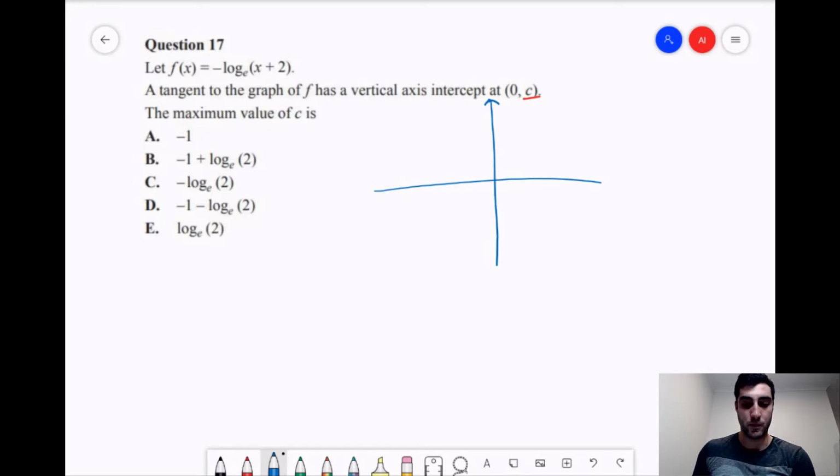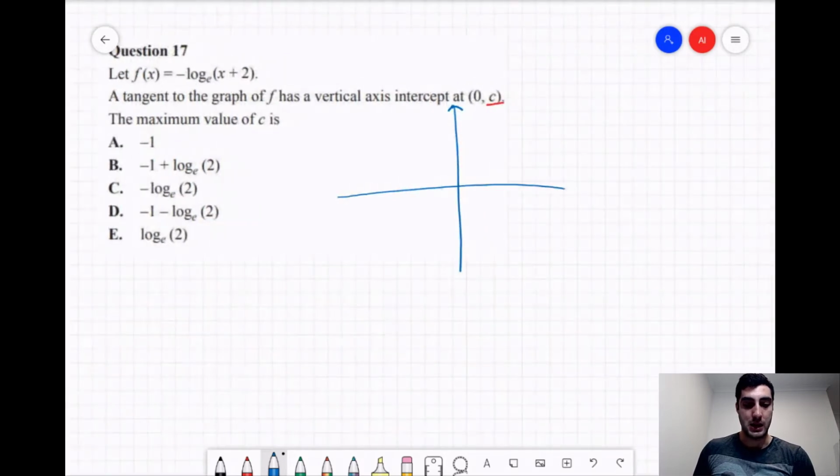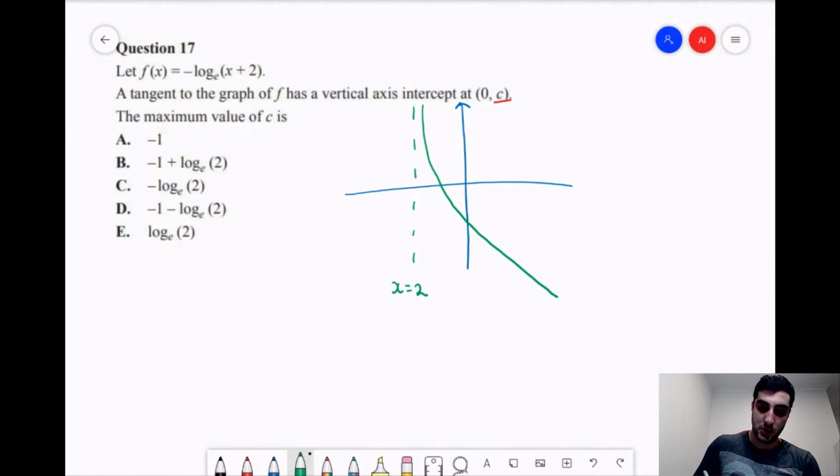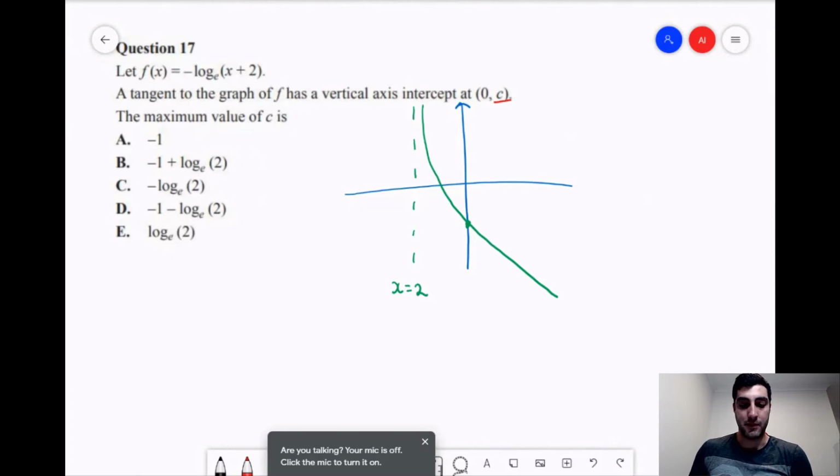So whenever I find myself in that position, I like to draw out a visual representation of the information that we know. So the function f of x we know is a negative log that's been translated 2 units to the left. So we know we're going to have a vertical asymptote at x is equal to 2. And it's a negative log. So roughly it looks something like this. And we know it's telling us this tangent will have an intercept at (0, c). So where to from here?